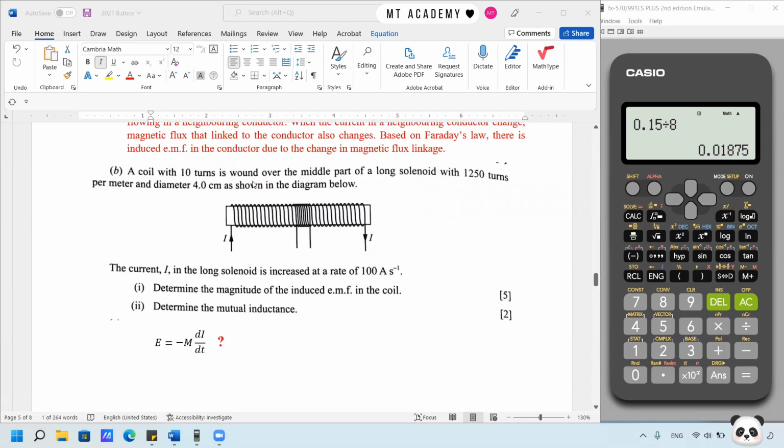So we proceed to question B. A coil with 10 turns is wound over the middle part of a long solenoid with 1,250 turns per meter. So this is the number of turns per length. And diameter 4 centimeter, as shown in the diagram.